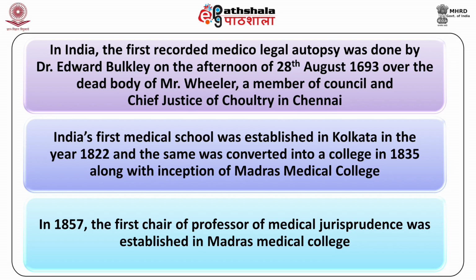India's first medical school was established in Kolkata in the year 1822, and the same was afterwards converted into a medical college in 1835, where simultaneously there was a formation of Madras Medical College as well. In 1857, just after the first war of independence in 1856, the first chair of Professor of Medical Jurisprudence was established in Madras Medical College itself.